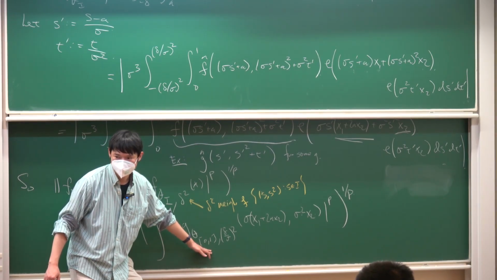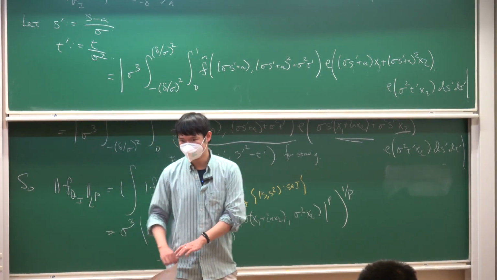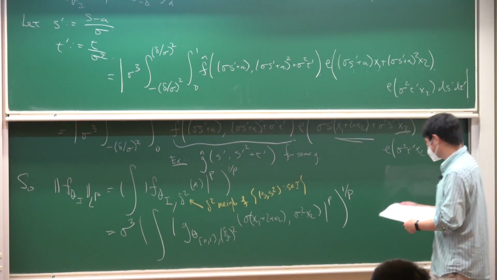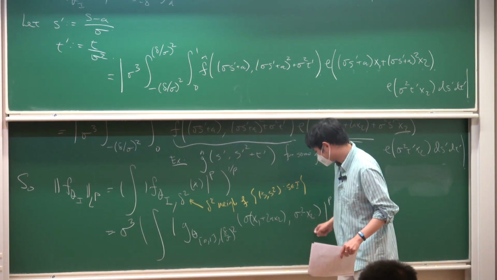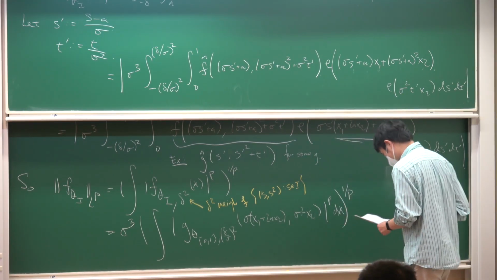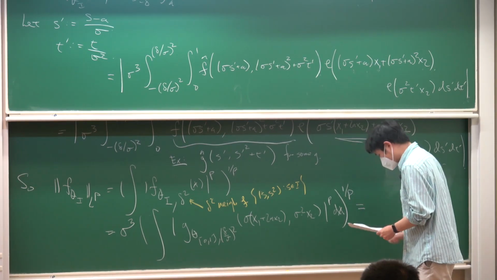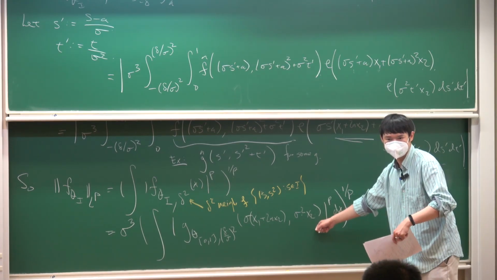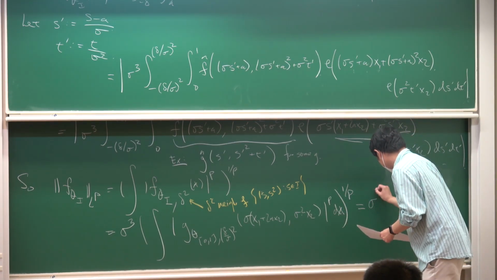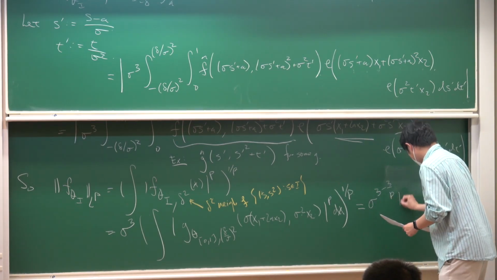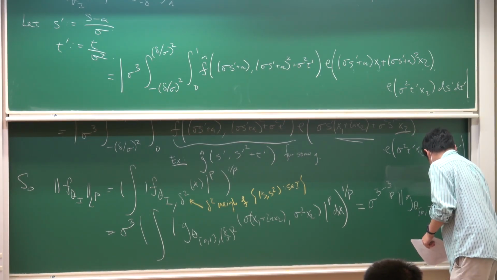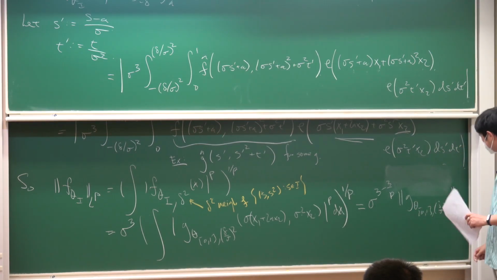Okay? So what do you do next? Well, the next thing you do is you do a change of variables to get rid of these terms. Okay? So if you do a change of variables, you call this y1, call this y2. You're going to get a Jacobian of sigma to the minus 3. So you're going to get this is sigma to the 3 minus 3 over p times the LP norm of g theta, 0, 1, delta over sigma squared, LP. Okay?